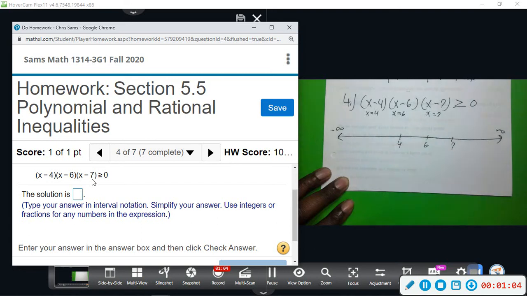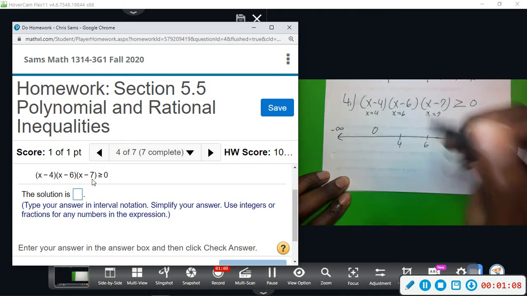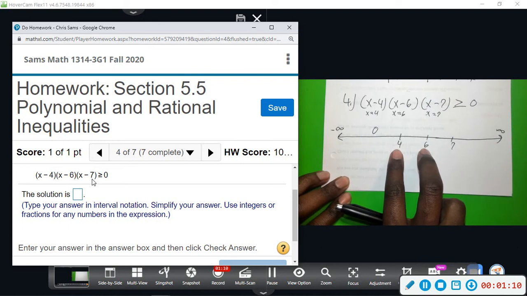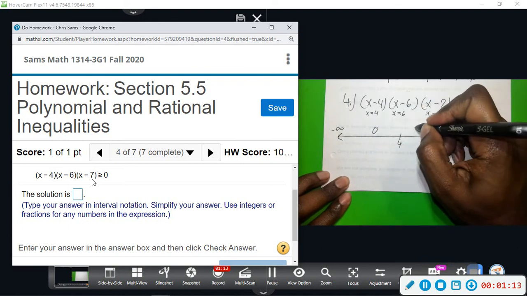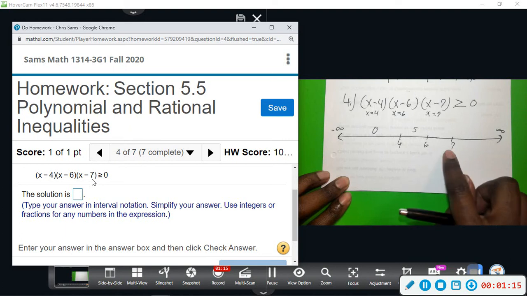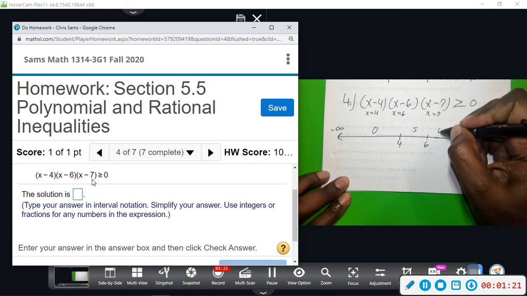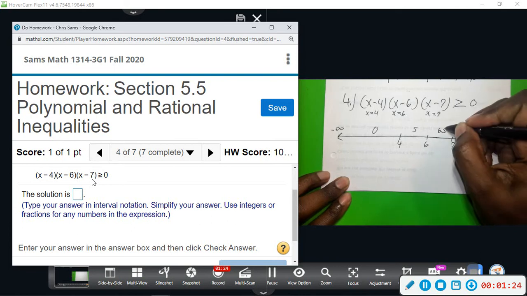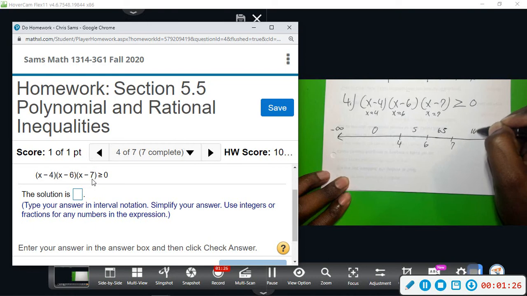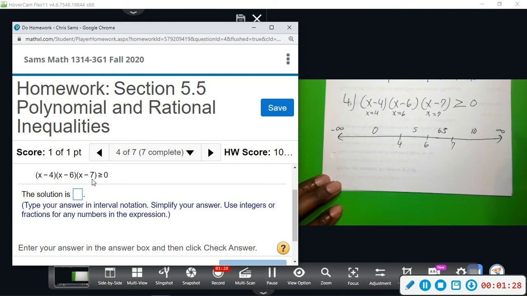So that'd be negative infinity. So I need a number less than 4. So 0. Between 4 and 6, the only whole number is 5. So there's not really a whole number in between these two, so we can do 6.5, halfway in the middle. And then bigger than 7, let's just use 10. Alright. So we're going to plug in each of these numbers and determine where it is positive.